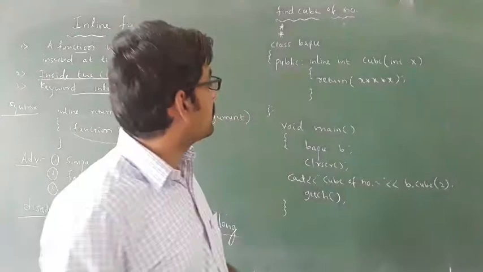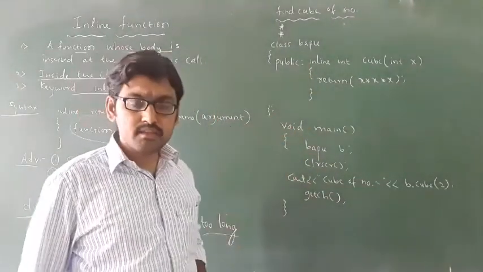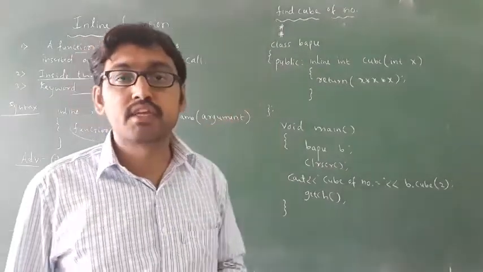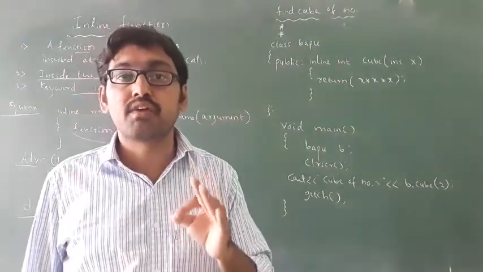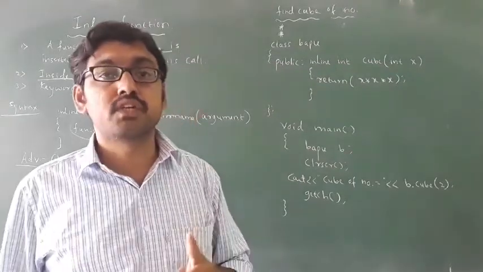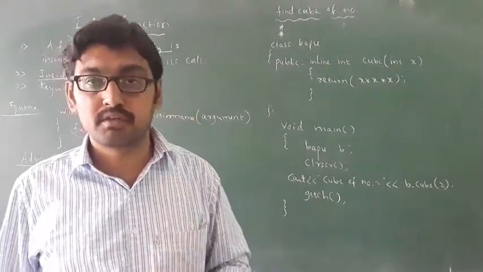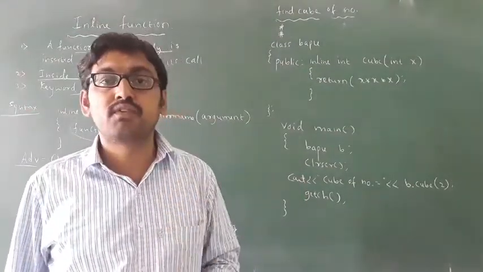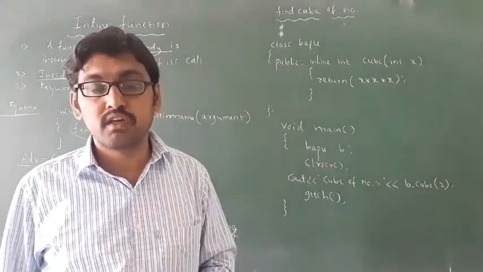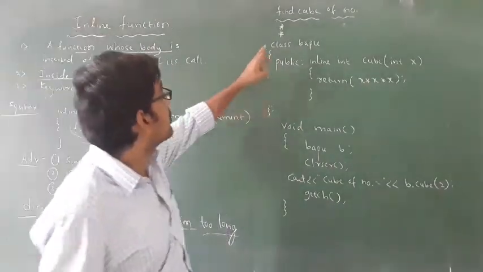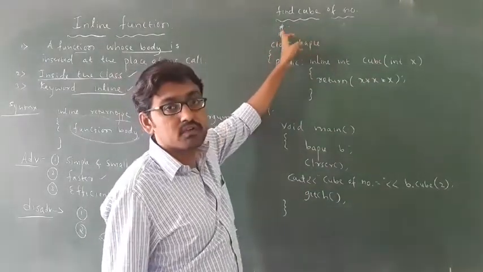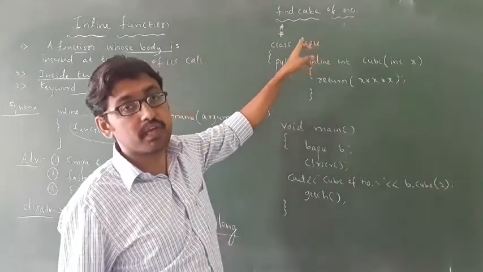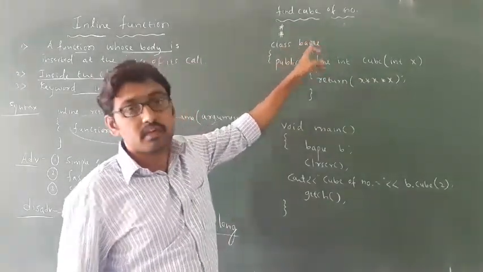See, for example, this is one program I am writing, a lab program: write a program to find the cube of a number by using an inline function. Always, as we have already told you, you have to write the inline function inside the class only. I am taking iostream.h, conio.h, then a class. I am taking the class name Bapu. You can take your name also.